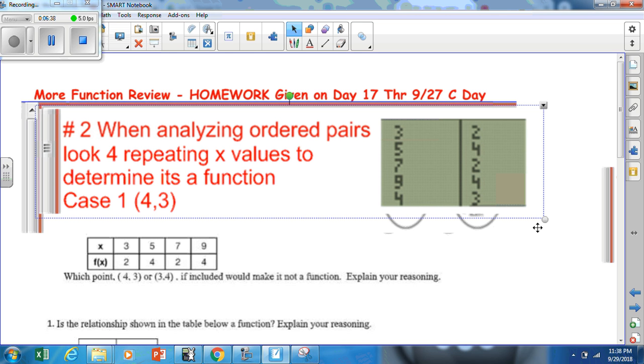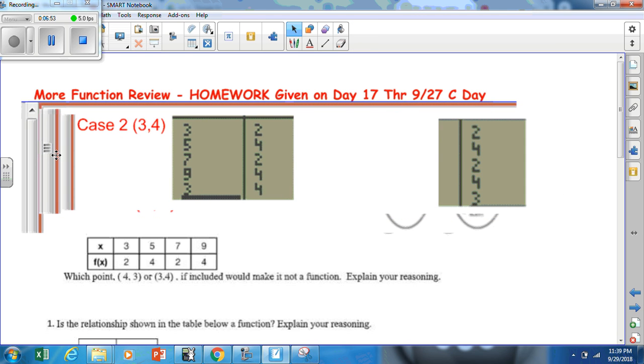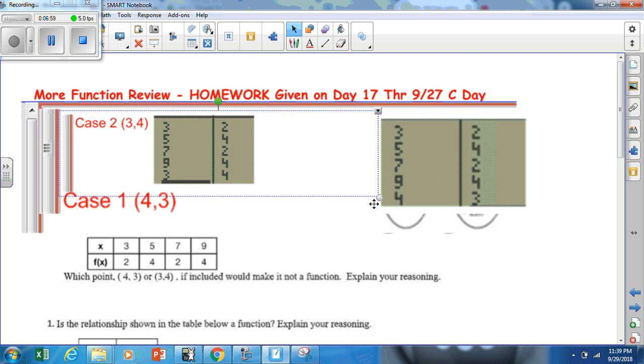Let's take a look at case 2. Well, case 2, we can't say that. In case 2, we see that we have a 3 that's repeating. Because of that, we will say case 2 is a violation. It doesn't pass the function test. Okay, let's go on.